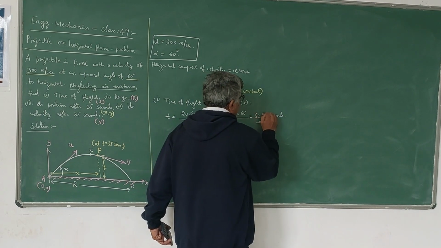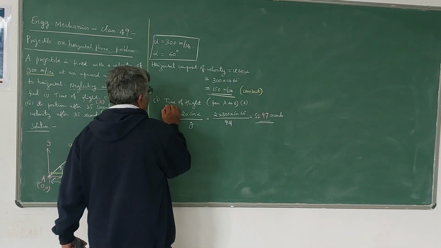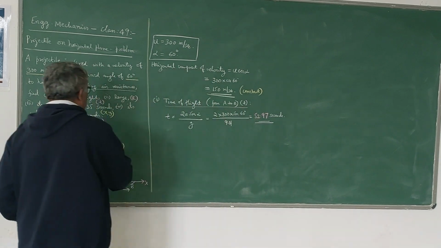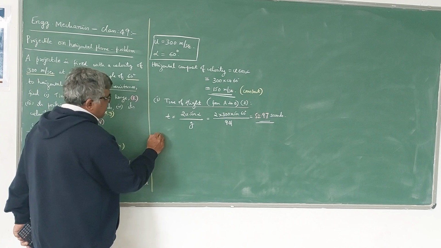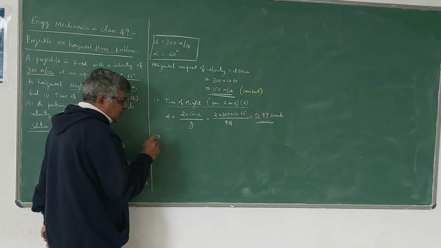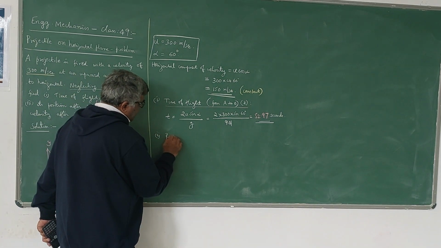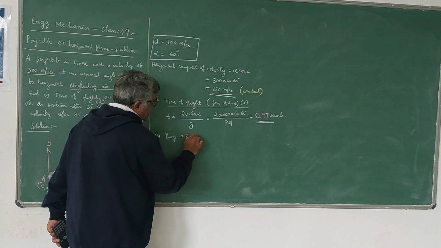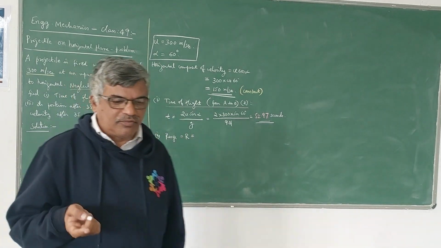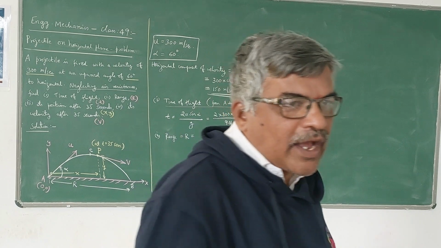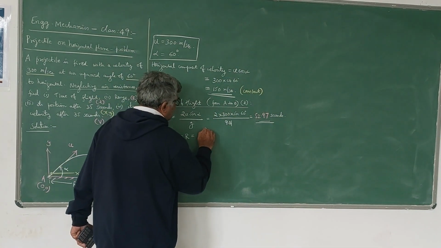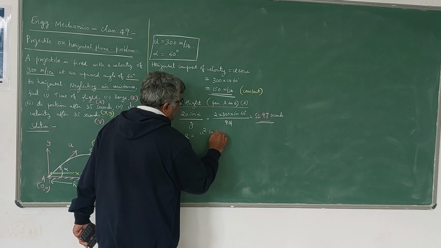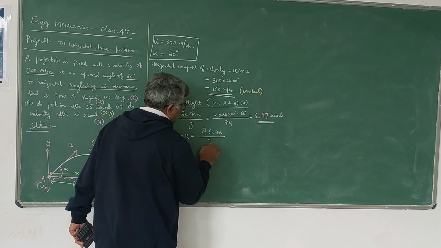52.97 is the time of flight to travel from A to B. Next, second we have asked the range, that is the horizontal distance traveled by the projectile, the horizontal distance from A to B. So that range is given by R. So once again we have to use the formula for R, U square sin 2 alpha by G. So by knowing alpha and the U, you can easily find out the range as well as time of flight.